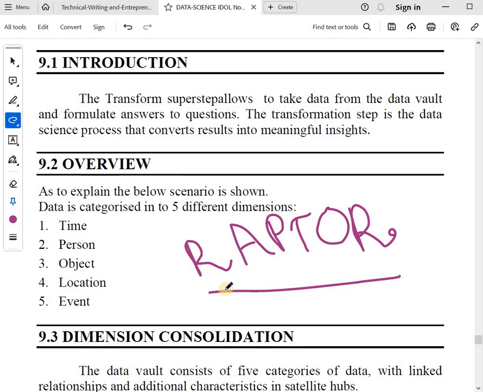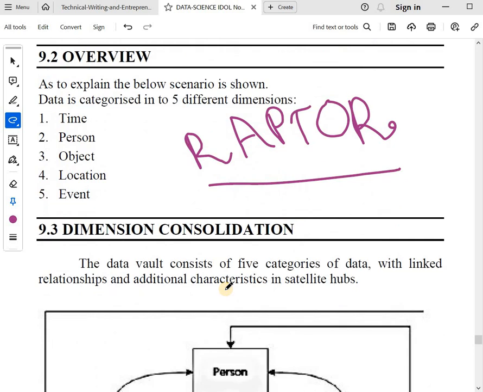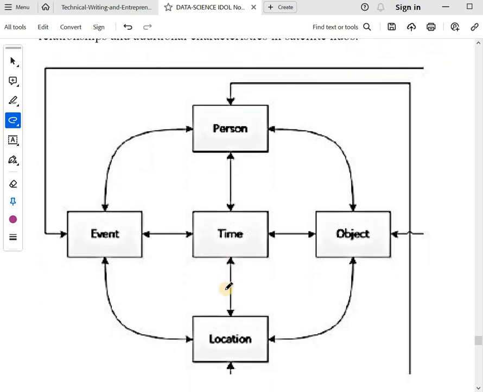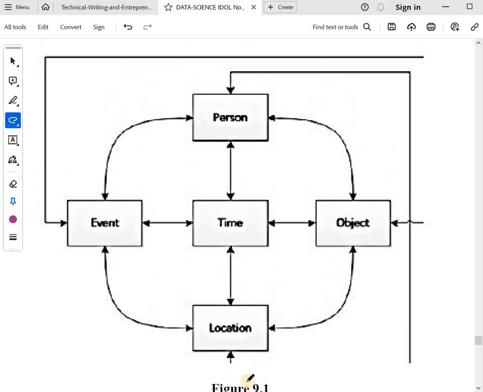Now you have already studied that in Data Vault we have 5 hubs. So I had time hub, I had person hub, I had object, I had location, and finally I had event. Correct? Now this is a diagram that you are well aware of. I don't have to explain this diagram to you again. This line is somehow missing, so assume this line. The earlier diagrams are correct.